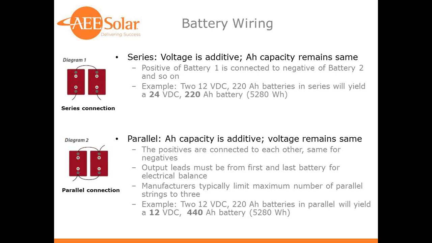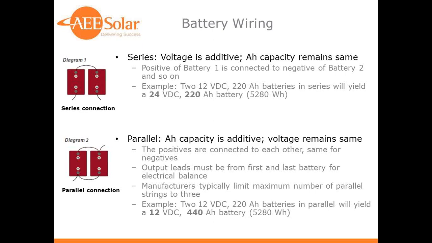So when we wire them in series, it means connecting the negative of battery number 1, for instance, to the positive of battery number 2, and so on. As we connect battery cells in series, each cell connected in series adds 2 volts. So in the example here, if you have two 12-volt, 220 amp hour batteries in series, you will yield a 24-volt DC 220 amp hour battery.